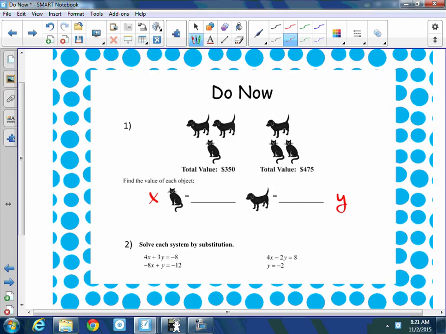You will still have the right answer if you switch them around. It's okay. All right, so then this equation would be 2y plus x equals 350, and that one would be 1y plus 2x equals 475.